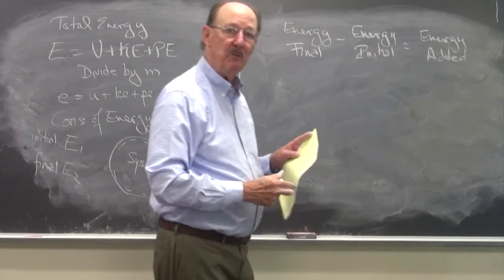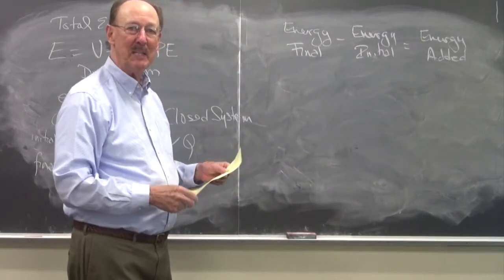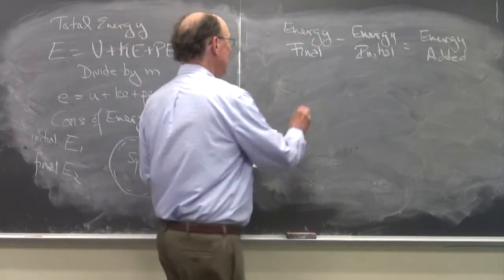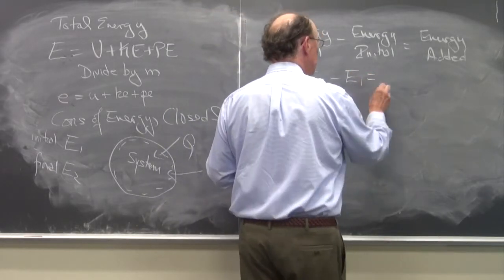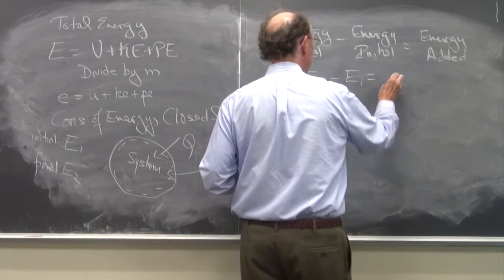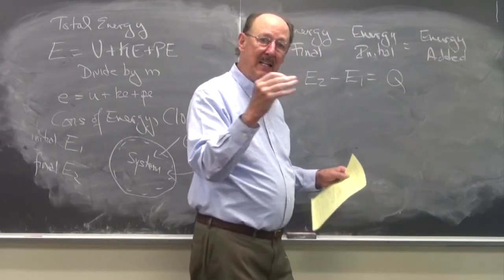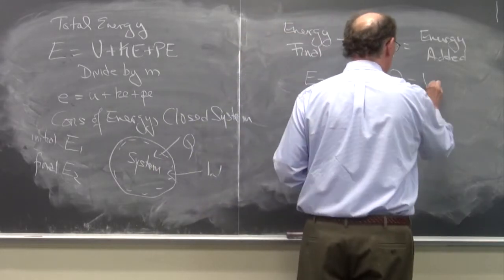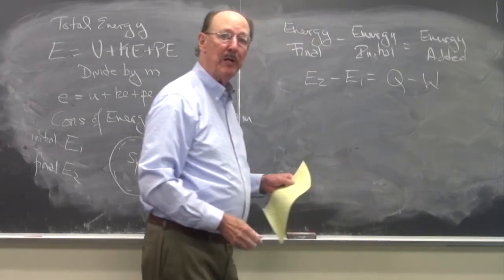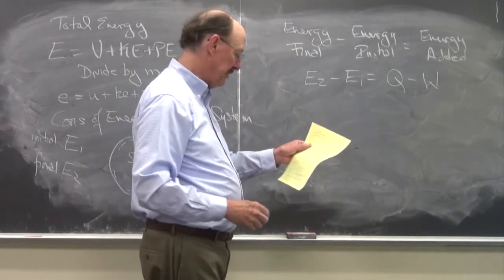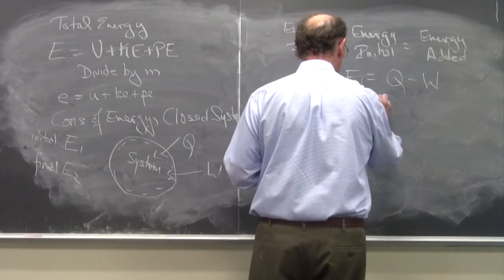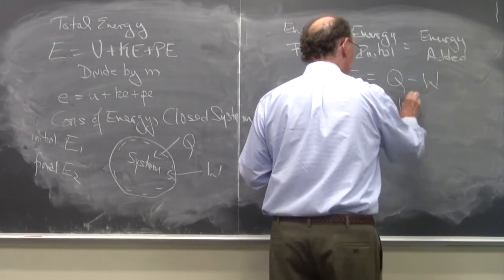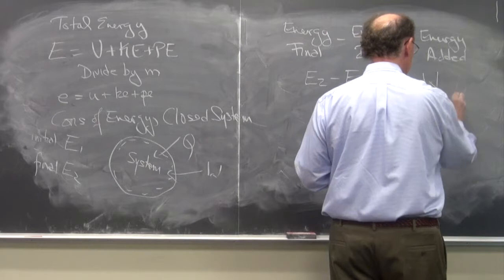And you're going to say, I knew that in kindergarten, so why are you telling me now? So the energy final, E2 minus E1, is equal to the energy added. Q is positive, but work in is negative. Now if I rearrange this, put the work on the other side and switch things around, we have Q is equal to delta E plus W. And this is the first law for a closed system.